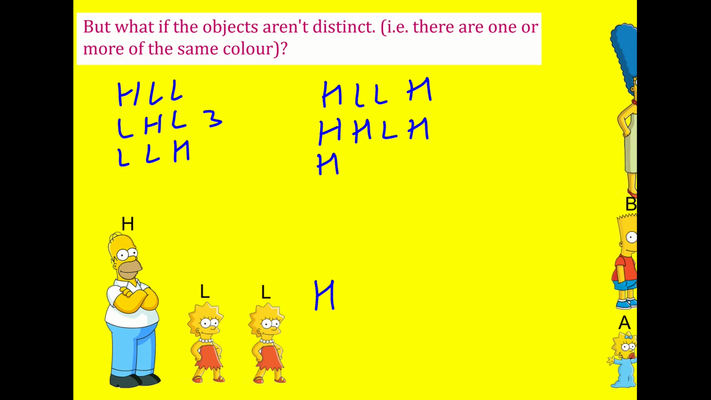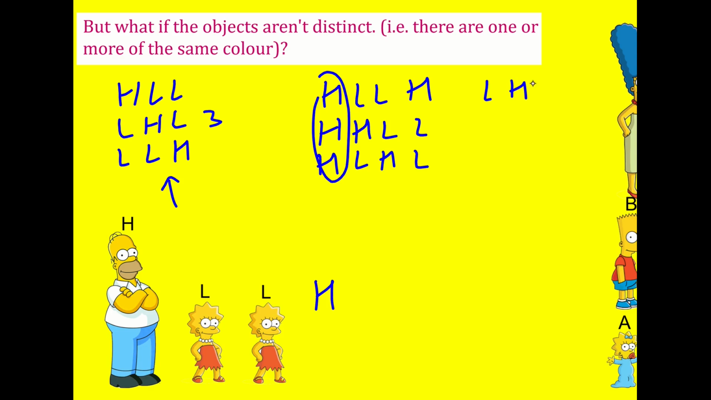Whoops, I did that wrong because I've just introduced another H. Okay, so that's possible. So I'm going to get the 3 that I had here, aren't I? So I'm going to get also L, H, L. And I think that's going to be it. If I fix an H at the front, there's only going to be these 3 ways of moving the others around. But if I put L at the front, what's going to happen then?